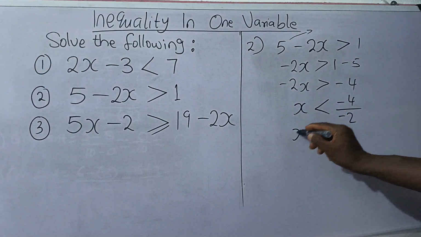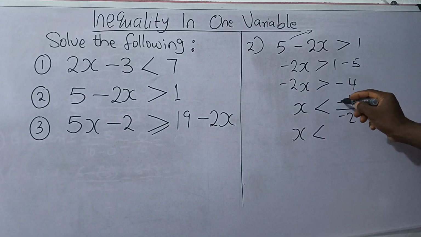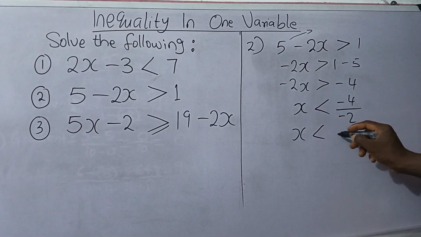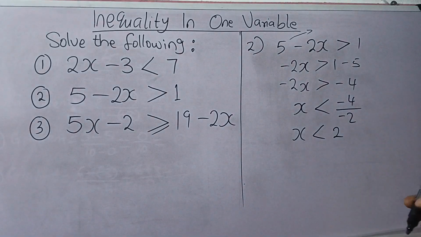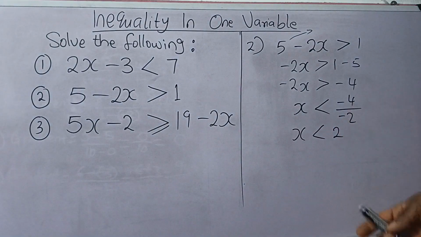So now we end up having x is less than, negative will cancel negative. That means negative divided by negative will give us positive. Then 4 divided by 2 will give us 2. So the result to this particular question will then be x is less than 2.